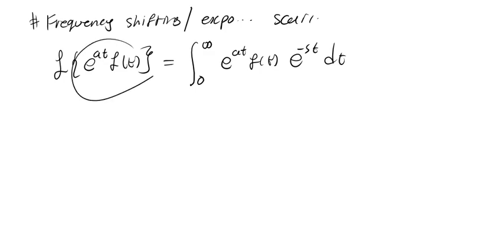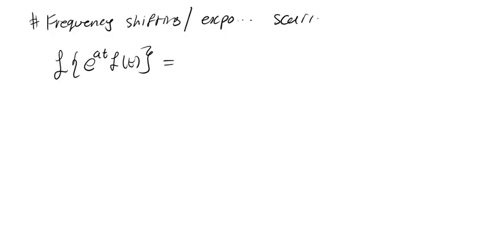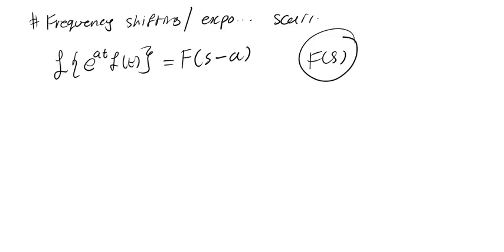For such a scenario, how it is simplified is that our answer is just going to be F of s minus a. What this means is that you're going to have to find the Laplace transform of your f of t, which is going to be equal to F of s. Then in that F of s that you get, wherever there is s, you're going to substitute it with s minus a. The a is coming from here. Whether it's negative or positive, you just pick it as it is. So that is it about the frequency shifting.